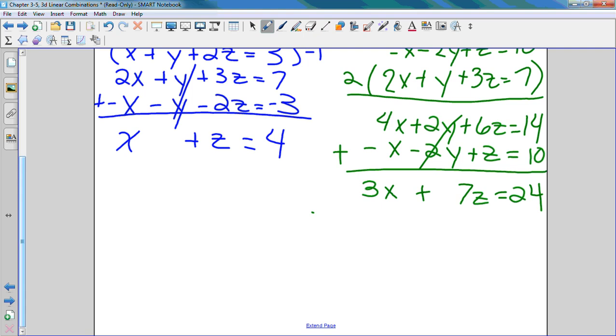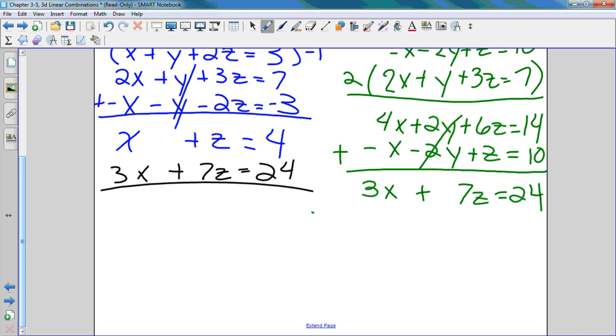Yeah. So now I just have to eliminate or do the same thing we were doing in the past. So I'm going to take those two. I have x plus z equals 4 and 3x plus 7z equals 24. Now, once you get to this point, you can use any method you want. You can use substitution, elimination, or Cramer's rule. I would use Cramer's rule because all you have to do is Cramer's rule and it gives you an x and a z. Okay, so I'm going to use Cramer's rule. You can use whatever you want. It doesn't matter.